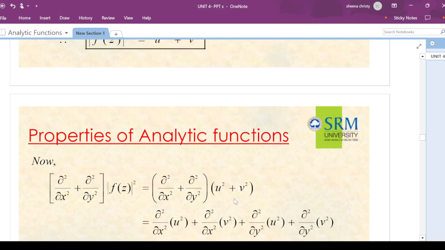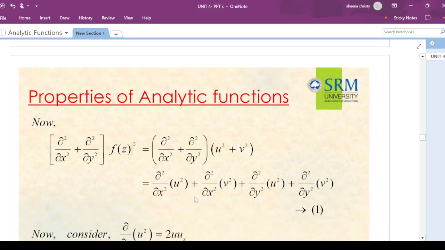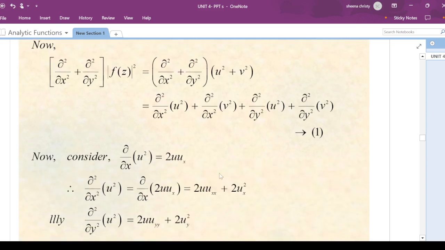So what we are going to do here is, we are going to differentiate u square plus v square with respect to x partially and with respect to y partially. So dou square by dou x square of u square plus dou square by dou y square of v square, and dou square by dou x square of v square plus dou square by dou y square of u square. So what is dou by dou x of u square? It will give you 2 times u into ux.